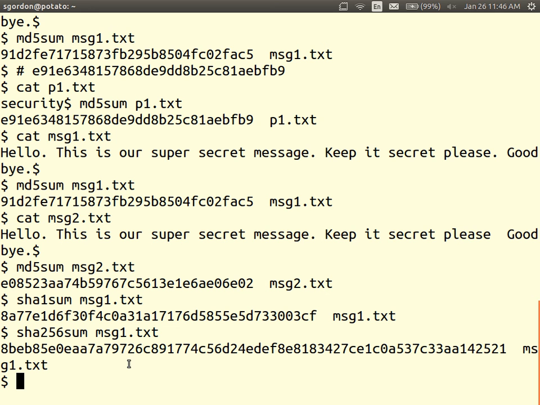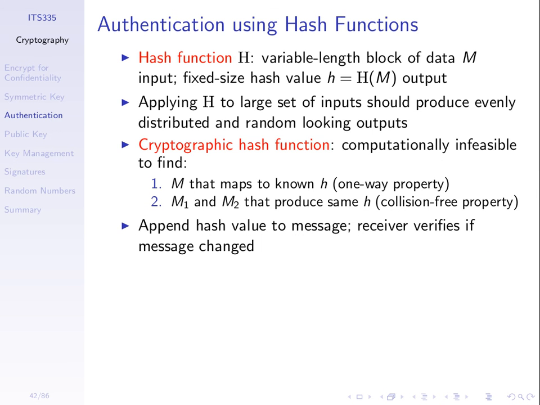But from our perspective, they produce outputs such that, given just the output, it's impossible to find the original message, the one-way property, and given one message, it's impossible to find another message, M2, that produces the same hash value, the collision-free property. We'll assume there are hash functions that have those properties. Let's now see how they're used with cryptography. And they're used in different cases, but we'll illustrate them in use for a digital signature.